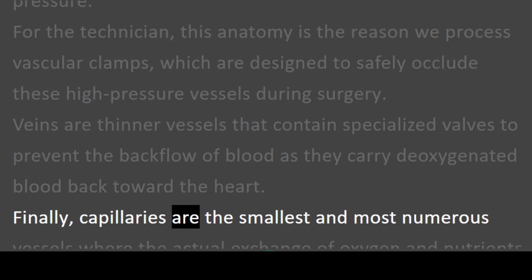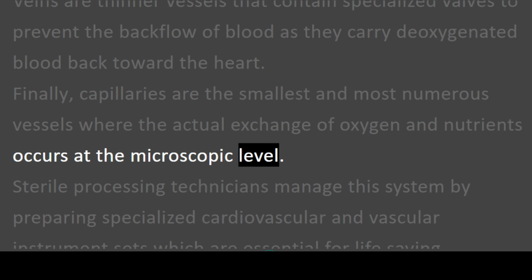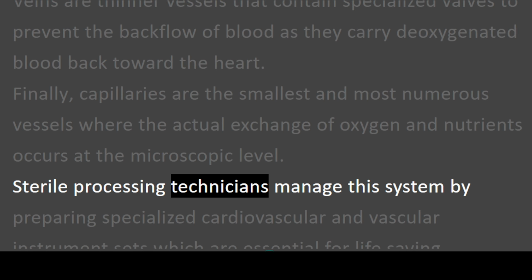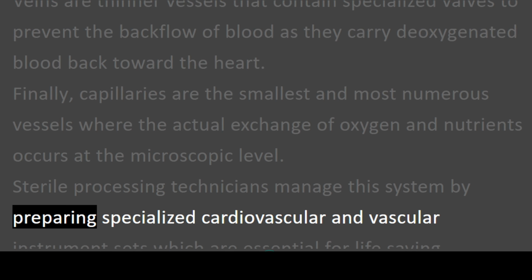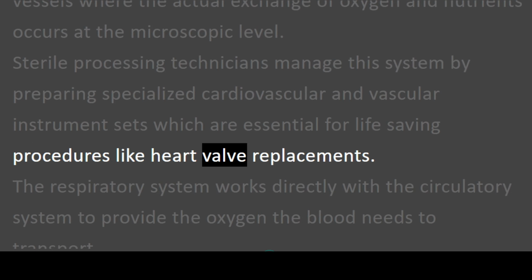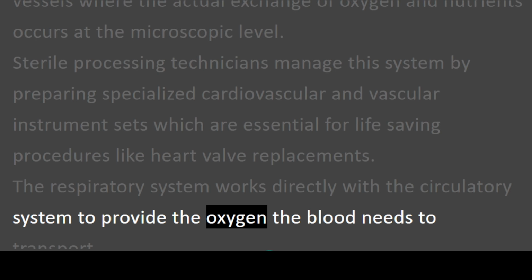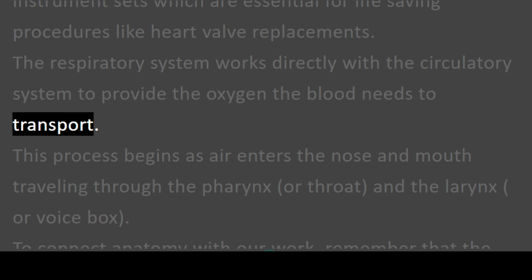Finally, capillaries are the smallest and most numerous vessels where the actual exchange of oxygen and nutrients occurs at the microscopic level. Sterile processing technicians manage this system by preparing specialized cardiovascular and vascular instrument sets which are essential for life-saving procedures like heart valve replacements. The respiratory system works directly with the circulatory system to provide the oxygen the blood needs to transport.